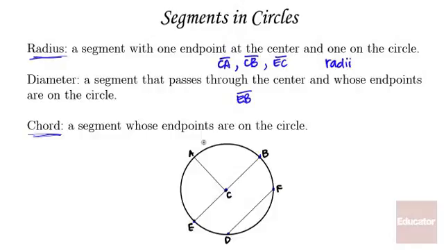So again, this is a radius, this is a diameter, and this is a chord. Endpoints on the circle without passing through the center. That's a chord.